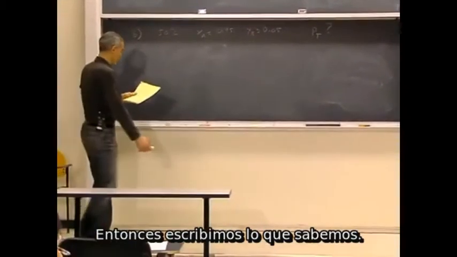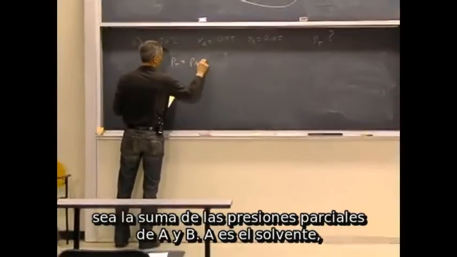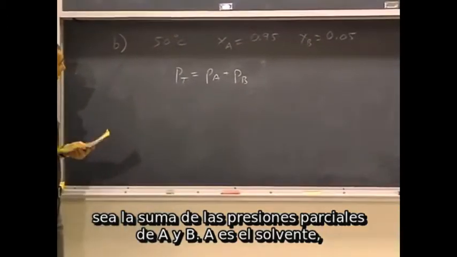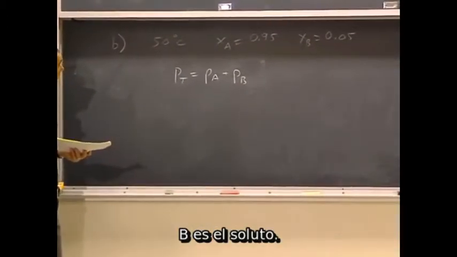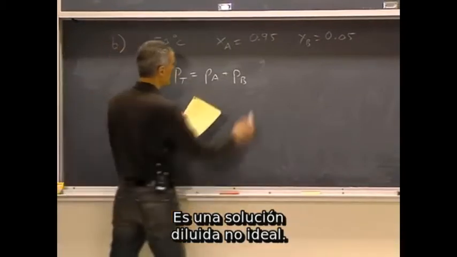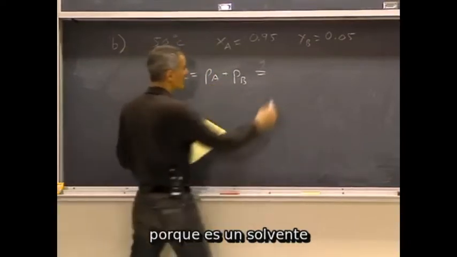So we write what we know, which is that we expect P total to be the sum of the partial pressures of A and B. A is the solvent, B is the solute. It's a dilute, non-ideal solution. P_A is going to be proportional to Raoult's law because it's a solvent.